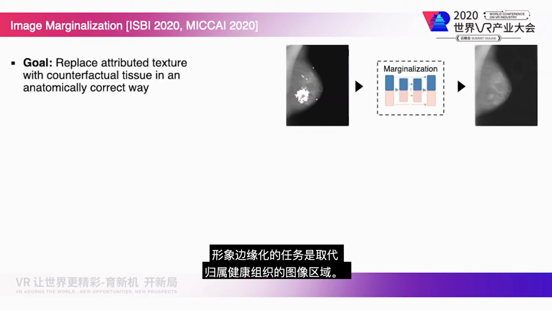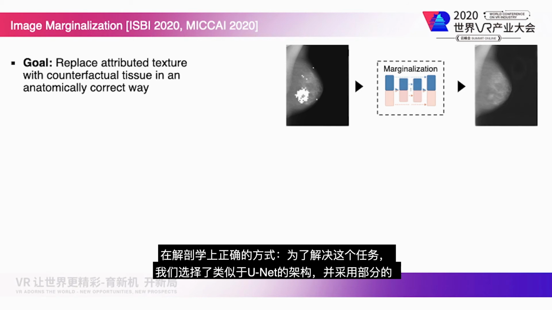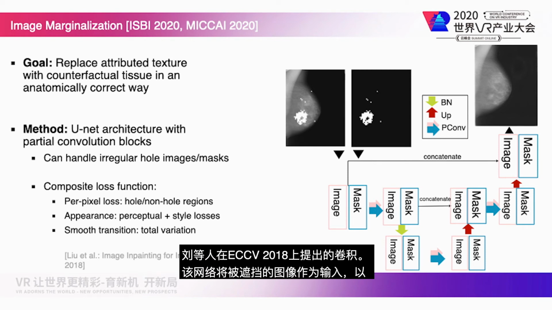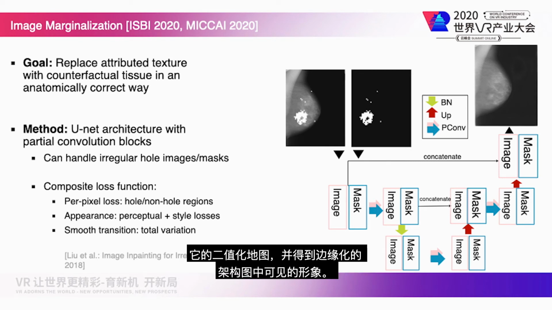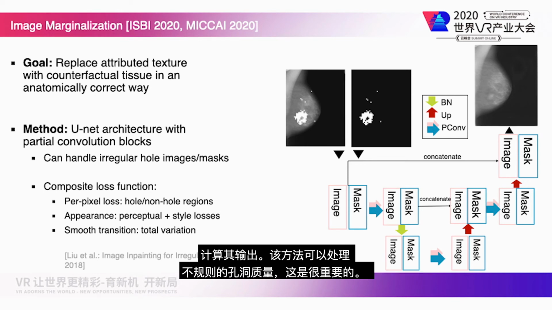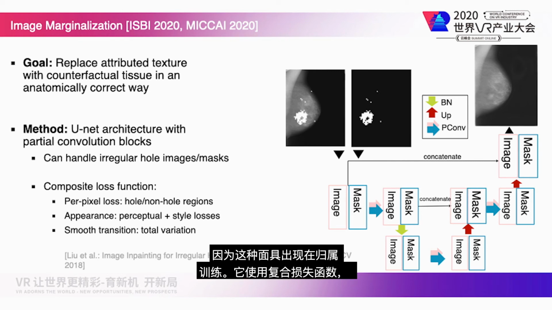Image marginalization has the task to replace attributed image regions with healthy tissue in an anatomically correct way. To solve this task, we chose the U-Net-like architecture with partial convolution presented by Liu et al. at ECCV 2018. This network takes as input the masked image and the binarized map and yields the marginalized image, as visible in the architecture figure. It utilizes partial convolution, which considers only unmasked inputs in a sliding window to compute its output. The method can handle irregular hole masks, which is important as such masks appear during attribution training.